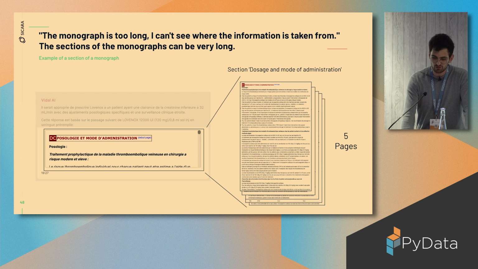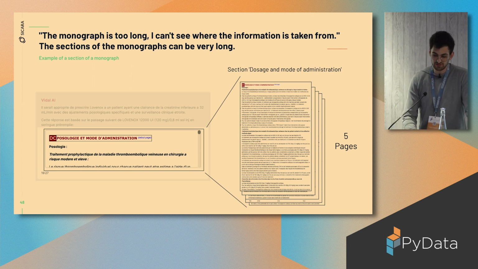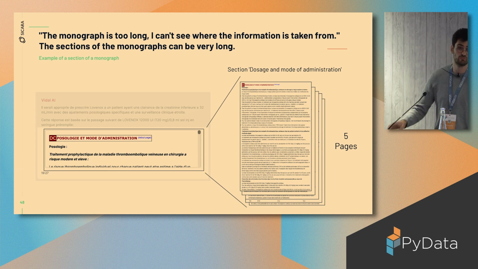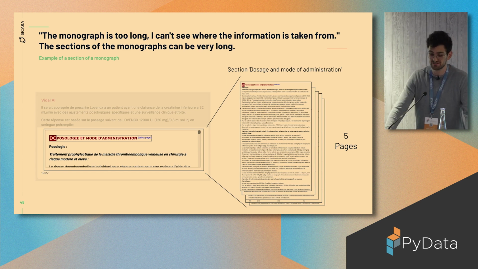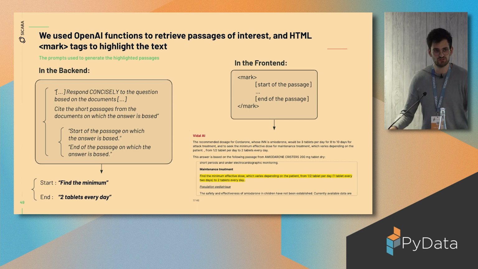And the monograph is too long. I can't see where the information is taken from. That was another feedback we got, because although we only show a specific chunk, a chunk could be up to 8,000 tokens, which is quite long, because some sections on the monograph are over 8,000 tokens. So we decided to highlight in yellow, from the retrieved chunk, the exact part which was useful for answering the question.